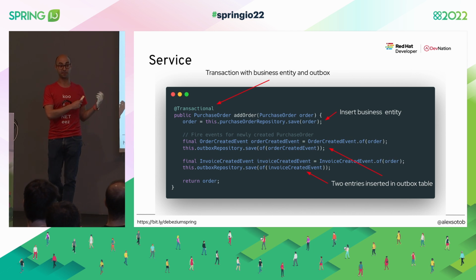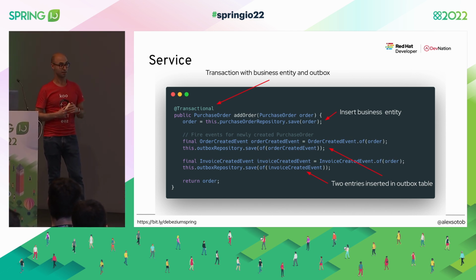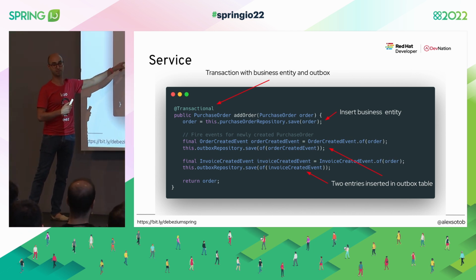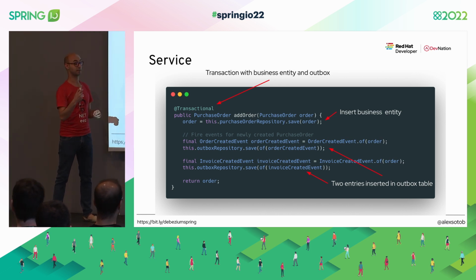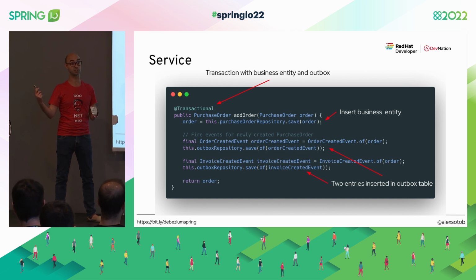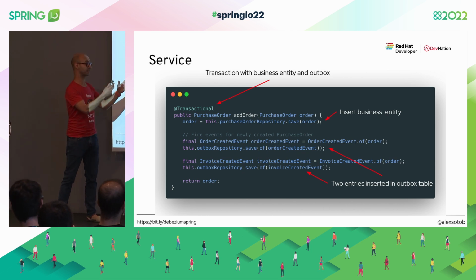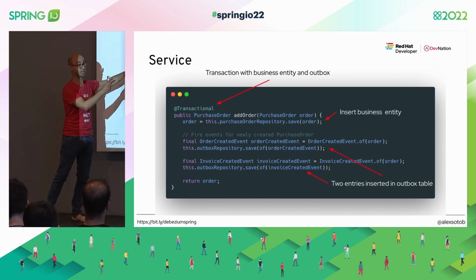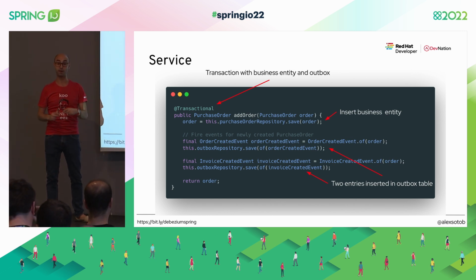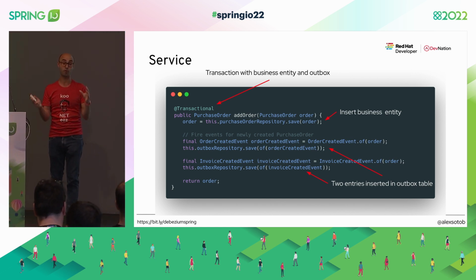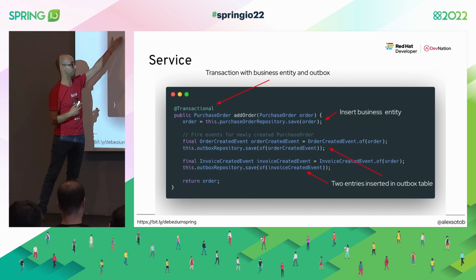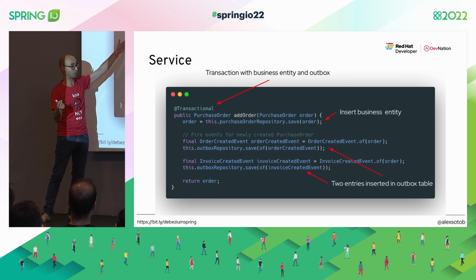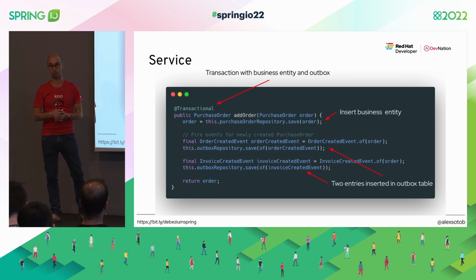So you can see here that now everything is transactional. If there is an error when I'm trying to save something to the outbox table, there will be a rollback, and I will not end up in an inconsistent state. Either the outbox table and the order table are updated at once or not. But it's impossible to have something in the order table and not in the outbox table.